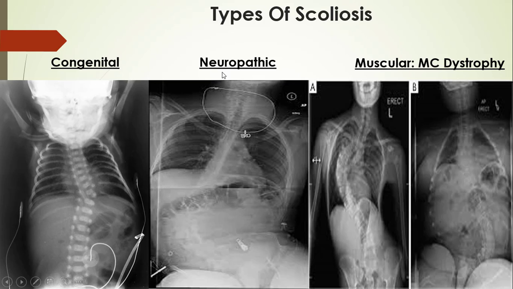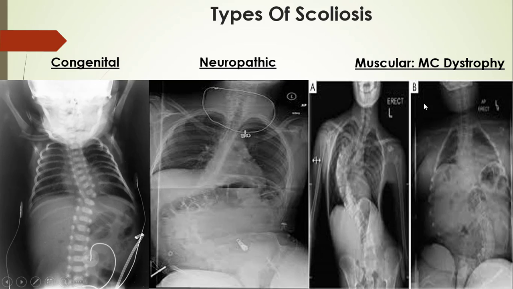Then we have neuropathic scoliosis. The neuropathic, as we said, is due to central or peripheral nerve problems. Now, this patient has cerebral palsy. As you can see here, scoliosis with cerebral palsy, but it might be caused by peripheral or other nerve diseases like polio.